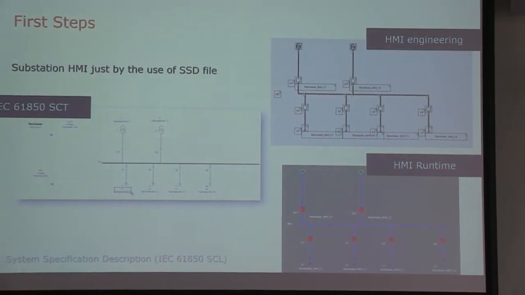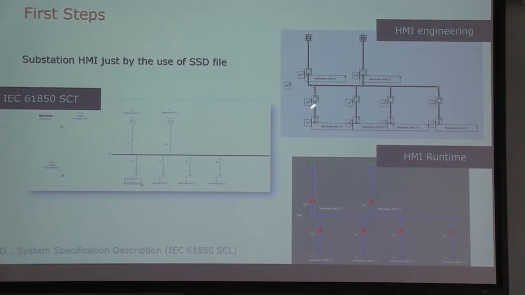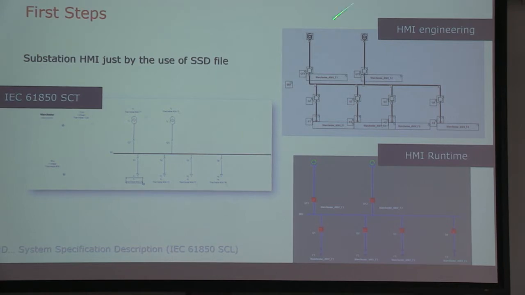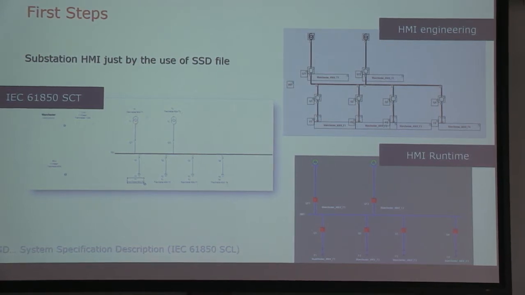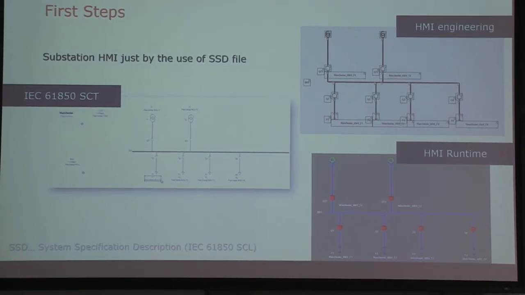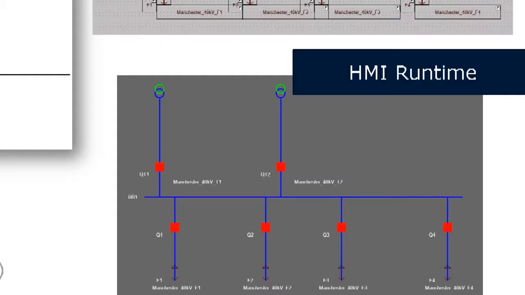Because we have the XY coordinates, all these symbols here are placed at the exact same place as they are here. And then the routing of the lines is done automatically because there is no routing information in the SSD, only connectivity information. And when you run it in the runtime system, it would look like this. But this was kind of a proof of concept. Can we do it? And how far can we go?